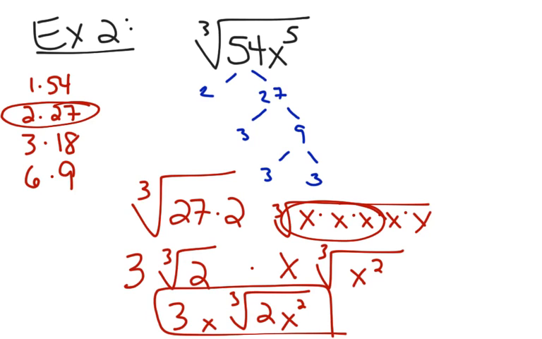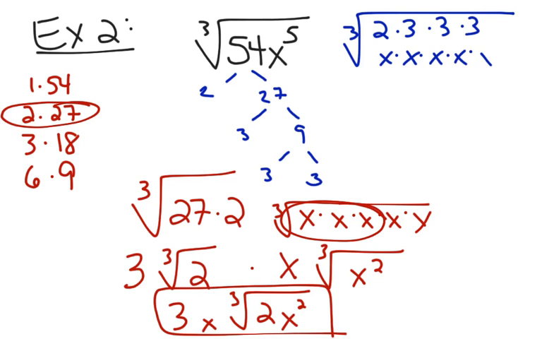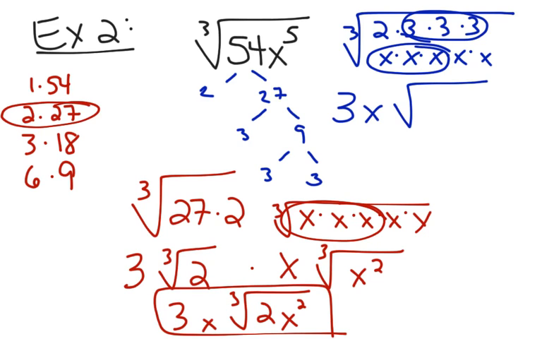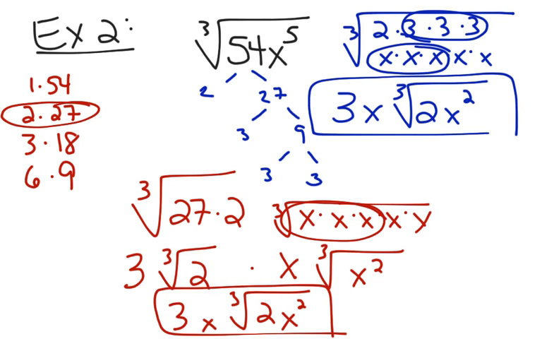If you do it the other way, I'm going to write 2 times 3 times 3 times 3 and then 5 x's. I can circle a group of 3 3's, and I can circle a group of 3 x's, so I can take out a 3 and an x. But under the cube root, I still have a 2 and 2 x's left over. So either way, I'll get to the same answer.